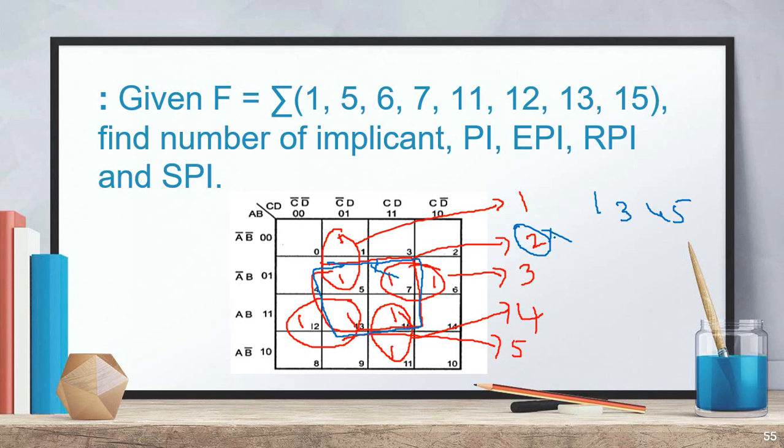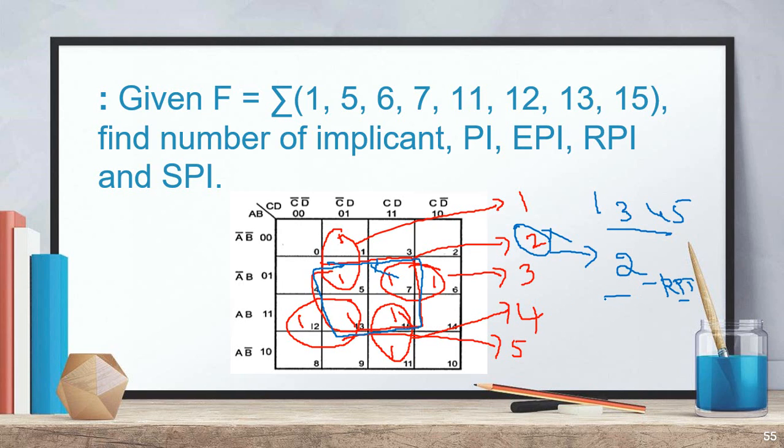And what is a redundant prime implicant? Usually the combination of essential and redundant I will get together. So in essential, 2 is missing, so obviously that is the redundant prime implicant. The redundant prime implicant is the one that is not used in the final equation. So 5 7 13 15 is not used in the final equation. So RPI is only one group.